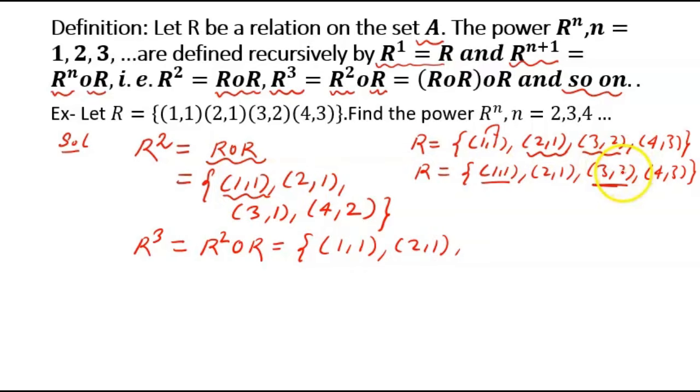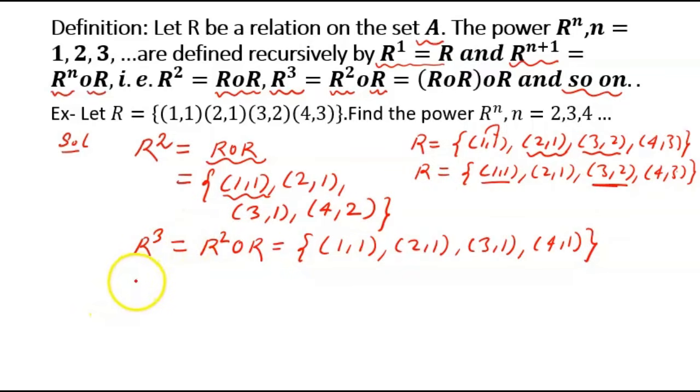3 is going to 2 and 2 is going to 1. So here I will have 3 is going to 1. And here we have 4 is going to 3 and here 3 is going to 1. So ultimately 4 will go to 1. So there is a change over here, right? Now this is the composition R cube, right?